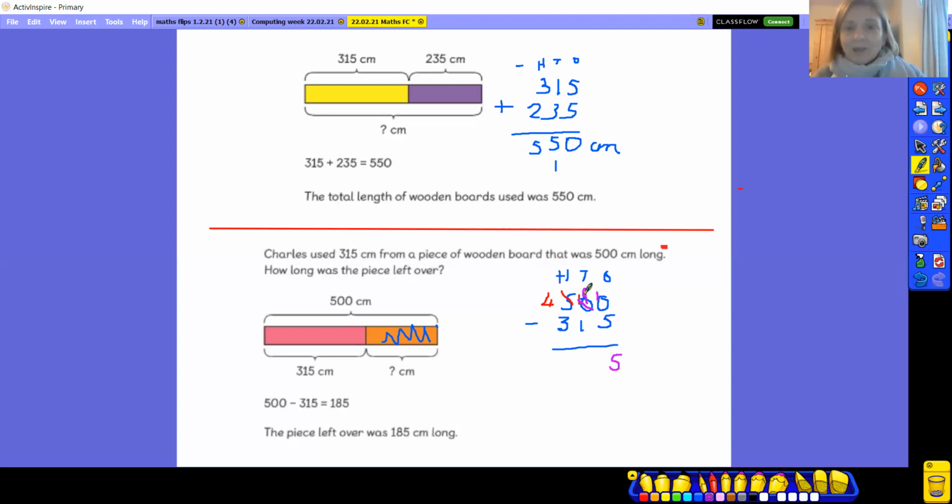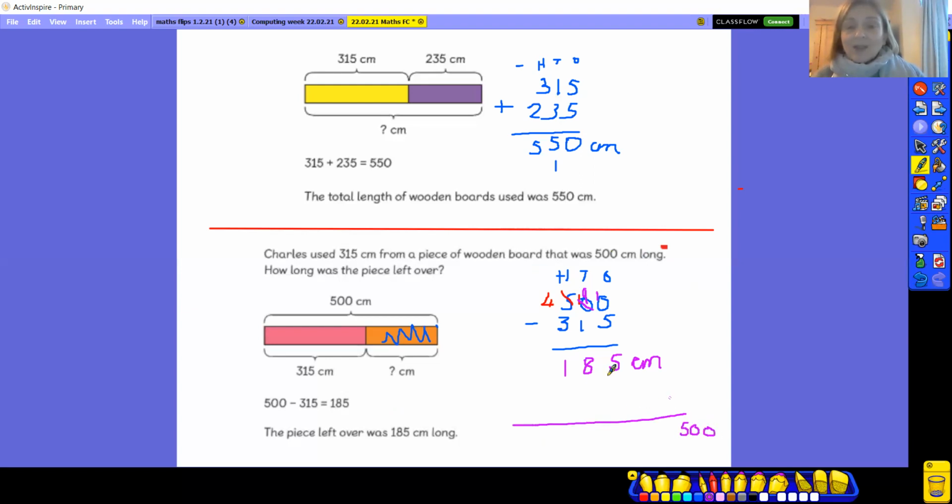And then I've got 9 tens now, remember, because I converted 1 into ones. 9 tens subtract 1 ten. So 9 subtract 1 is 8 tens. And then 400 subtract 300. So 400 subtract 300 is 100. So I've got 185 centimetres. Don't forget to write centimetres, otherwise you don't know what this 185 represents. So the piece left over was 185 centimetres. Now, if you're not sure about using the column method, don't forget, use your number line. Okay, it's not a very good number line, but start at 500.